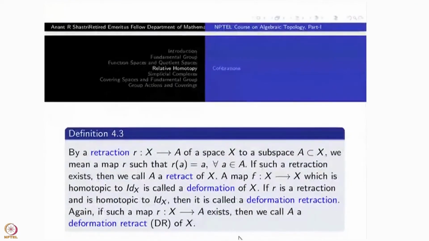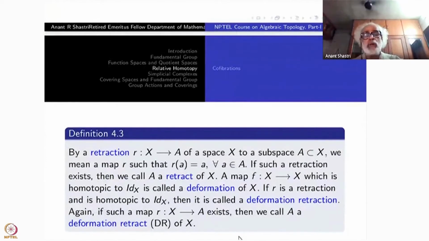I have already told you what a retraction is, but let us recall. A retraction is a continuous function R from X to a subspace A such that on the subspace it is identity: R(a) equals a for every a in A. If such a retraction exists, then we call A a retract of X. Retraction is an action, it's a function. A retract is the result. A is a retract of X.